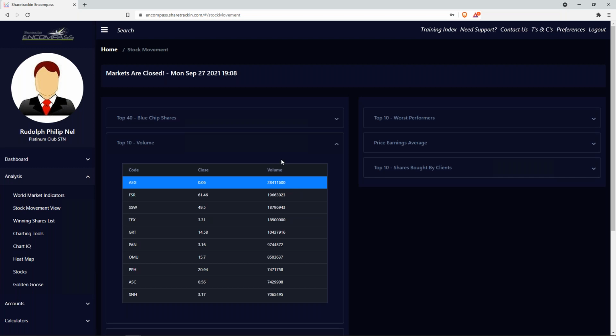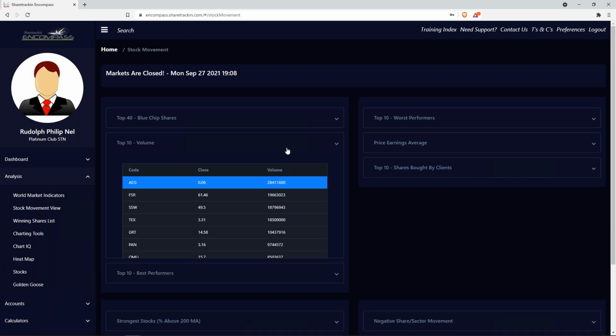Okay, so AEG has had the best volume so far for the month, and First Rand second best, and then Sibanye Stillwater third best. But also the volume is not only for shares that's been bought, it's shares that's sold as well. Okay, so that's why you've got the transactions, but it doesn't show you how many has been bought or how many has been sold. It only gives you the volume.